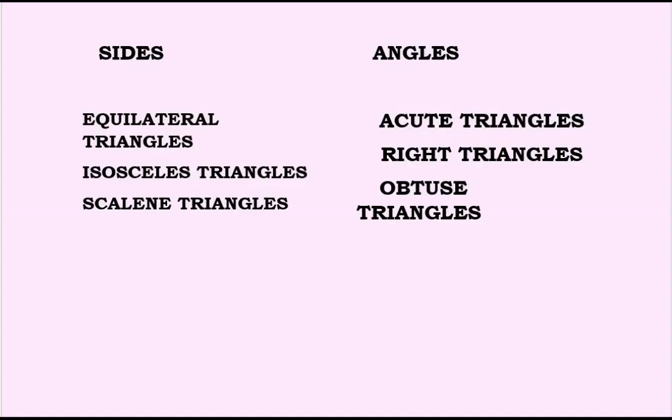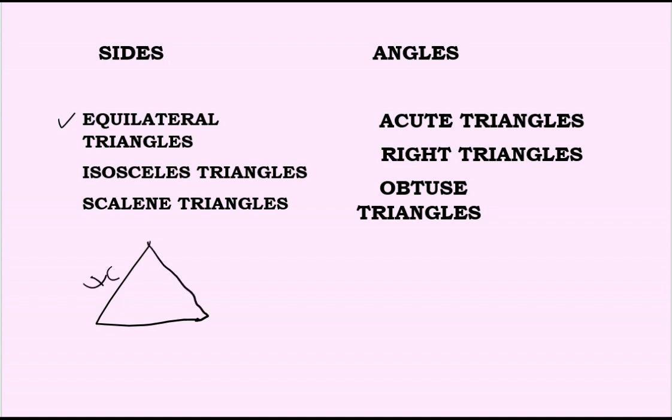Up next are the types of triangles. The types of triangles are classified into two groups: sides and angles. The types of triangles based on the sides are equilateral triangles, isosceles triangles, and scalene triangles, while the types of triangles based on angles are acute triangles, right triangles, and obtuse triangles. For an equilateral triangle, all the three sides and three angles are equal.